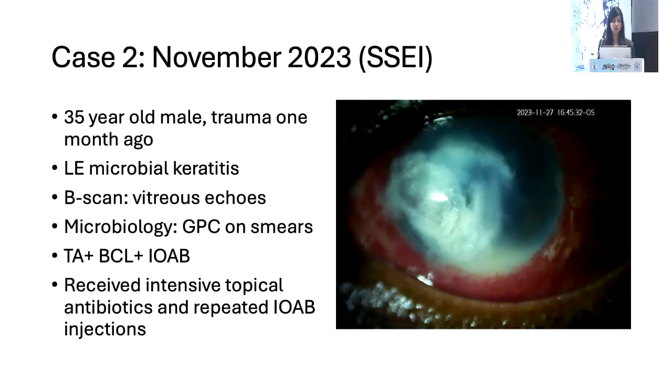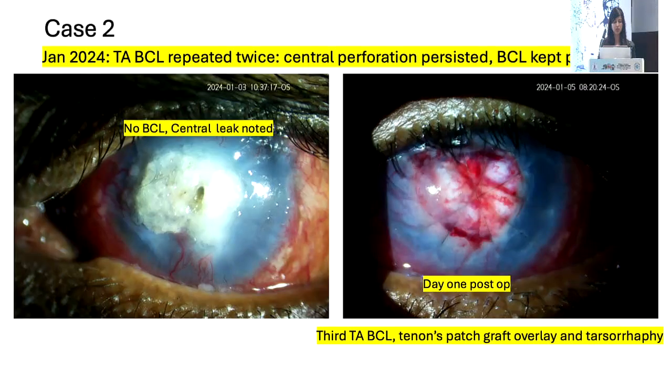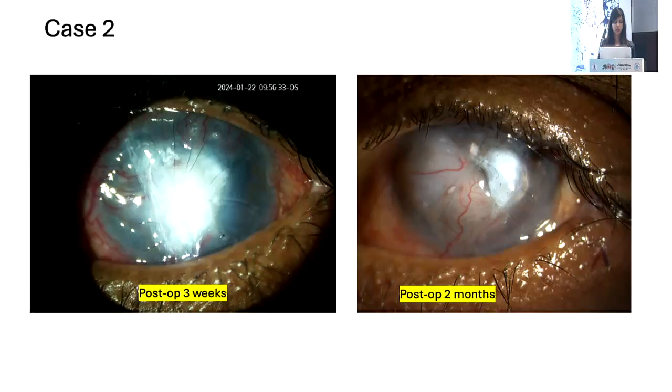Now this is another patient shared by Dr. Somasheila, a 35-year-old male with trauma a month ago, again microbial keratitis with gram-positive cocci on smears, and TA-BCL with intracameral antibiotic and intense antibiotic injections was done. I think all of us have these kinds of patients where you keep repeating the glue and the patient keeps perforating and the BCL keeps popping out, and then they've done a Tenon's patch graft and tarsorrhaphy. And ultimately the patient has done well. This is at post-op 3 weeks, and this is at post-op 2 months.